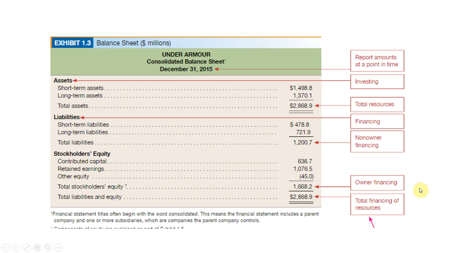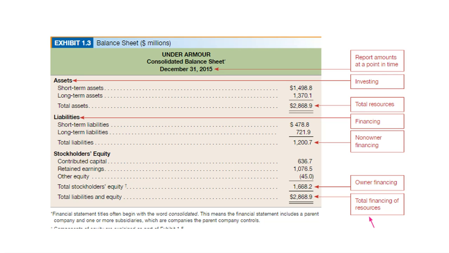As also shown in the annotations next to the totals, the assets section shows the total resources of the company, and the liabilities and owner's equity section shows the sources of the financing to acquire those resources. The amount that came from the owners is owner's equity, and the amount that was borrowed from various creditors and lenders is represented by the liabilities.